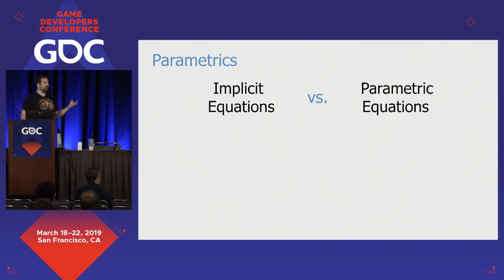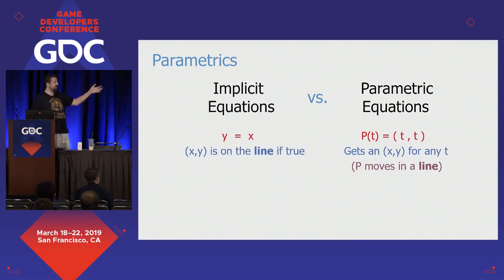So we're talking about parametric equations, and I want to distinguish them from implicit equations. So our classic line equation from junior high is y equals mx plus b, or just y equals x. And that's just true or false, right? 6 comma 6, true, y does equal x. 5 comma 6, false. It's not on the line. So it's a test as to whether something is or is not on the line.